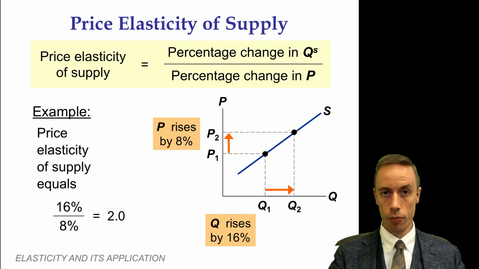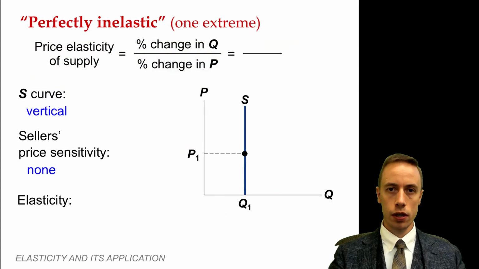That's a positive number. That's always a positive number because of the law of supply. Price and quantity move in the same direction. We use the same terminology to describe the price elasticity of supply as we do on the demand side. But let me walk you through it and talk a little bit about where you might encounter these types of supply curves. We'll start on the very inelastic side, a perfectly inelastic supply curve, a vertical supply curve.